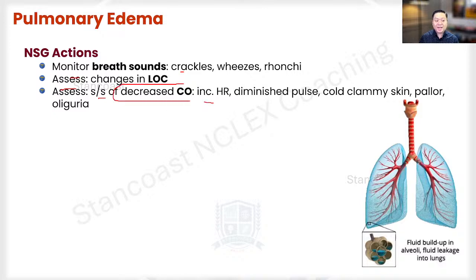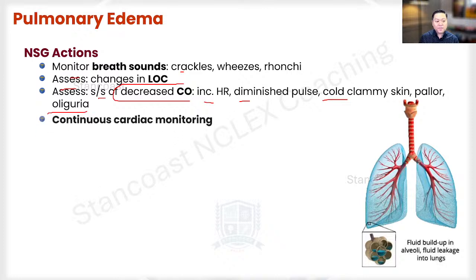The patient will have increased heart rate. There will be diminishing pulses in the lower extremities or the distal pulses. The patient's skin will be clammy, it will be cold, and they will have that pallor and also a reduced urinary output. So these are signs that you need to pay attention to, guys.